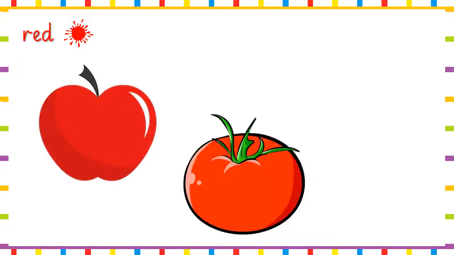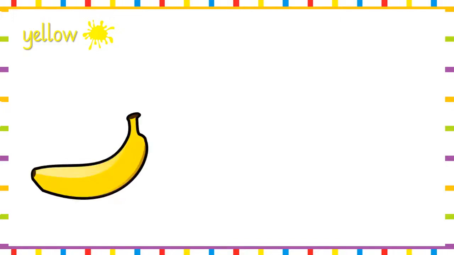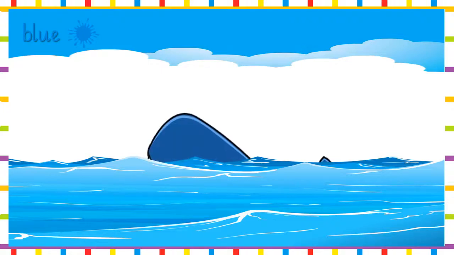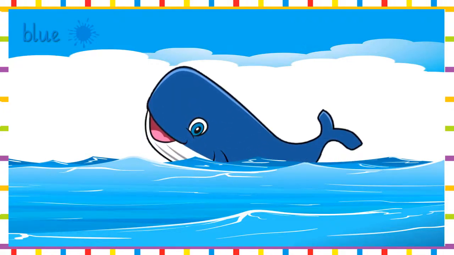Let's see the red colored objects. Apple, tomato and strawberry. Let's see the yellow colored objects. Banana, sun and lemon. Now let's see the blue colored objects. The sky is blue, the water is blue and a whale is blue. Right. Now let's learn about secondary colors.